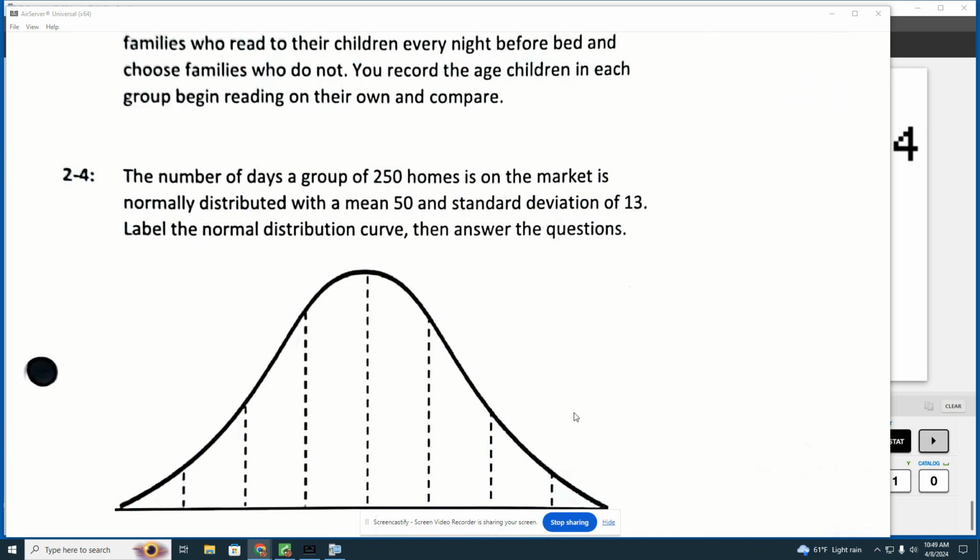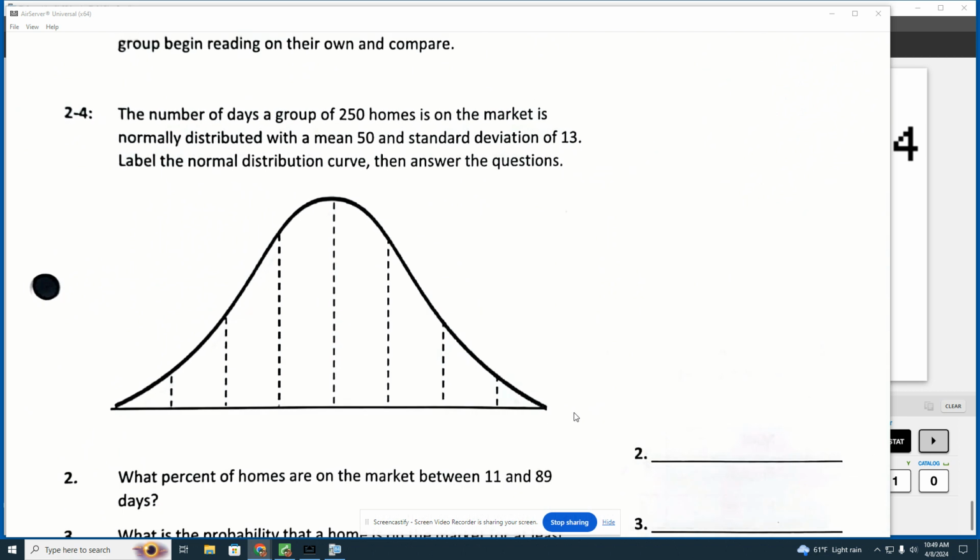Okay, number 2 through 4. Now listen, I am giving you a reference sheet tomorrow. Why? Because it has 2 formulas on it that are possibly needed. This one, and then also Z-score. Z-score is your x minus your mean divided by your standard deviation. Has it all written out just like that. You're going to need it.